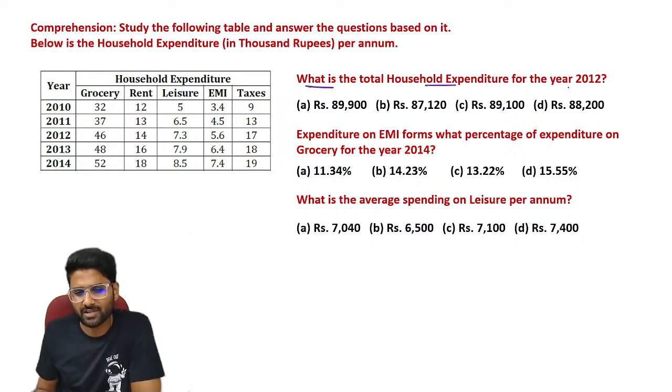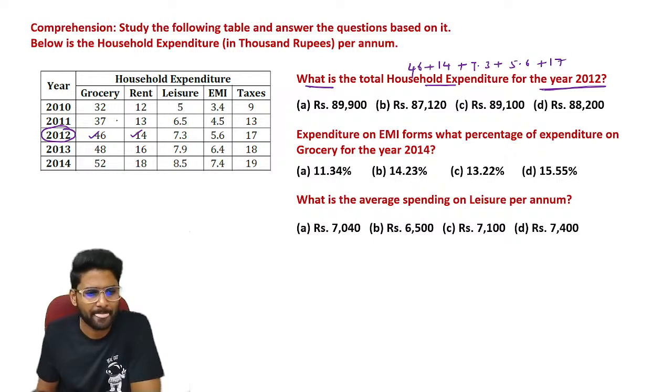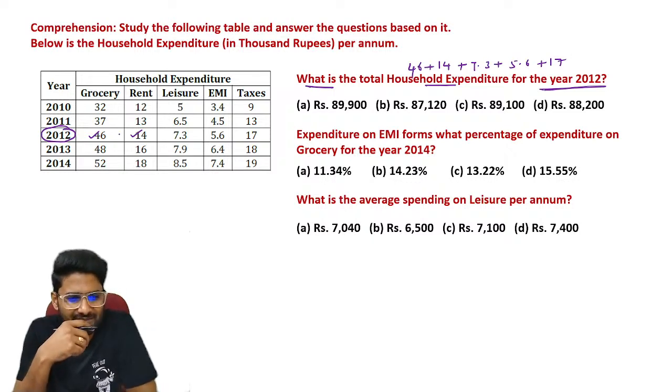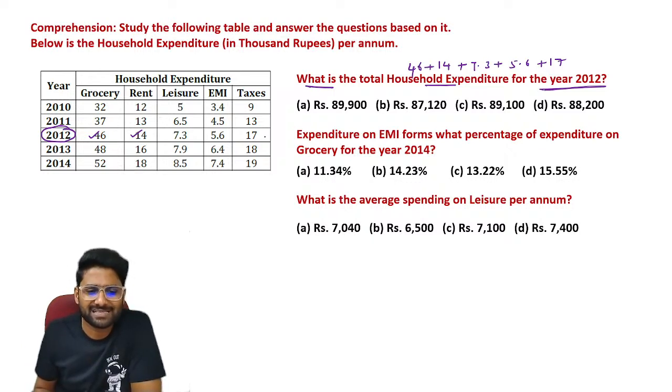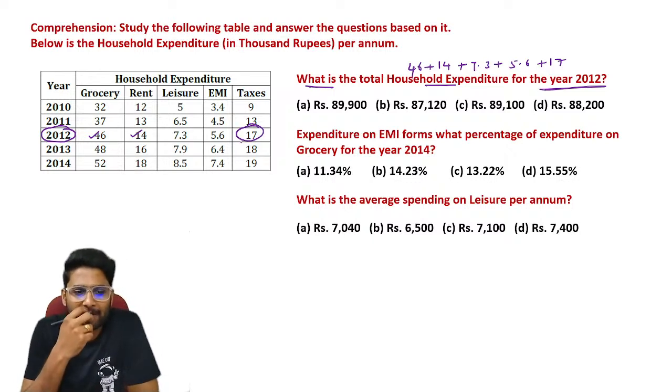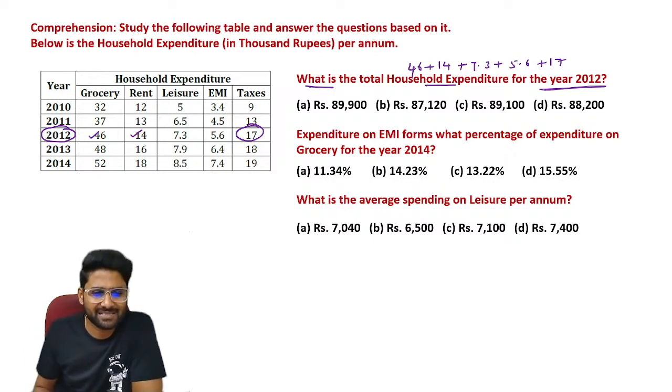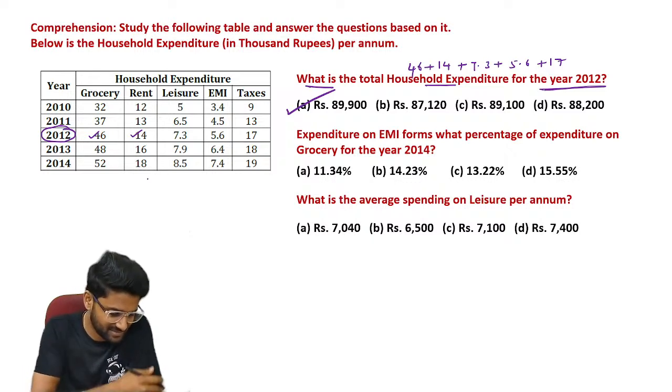What is the total household expenditure in the year 2012? 46 plus 14 plus 17, 5.6 plus 7. So 46 plus 14 is about 60. 60 plus 17 is 77. 77 plus 7 is 84. 84 plus 5 is 89.9. So 89,900 is the correct answer.